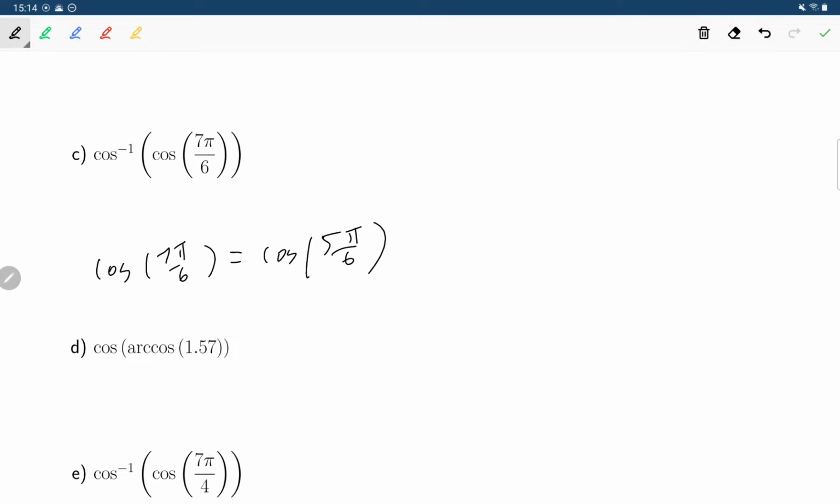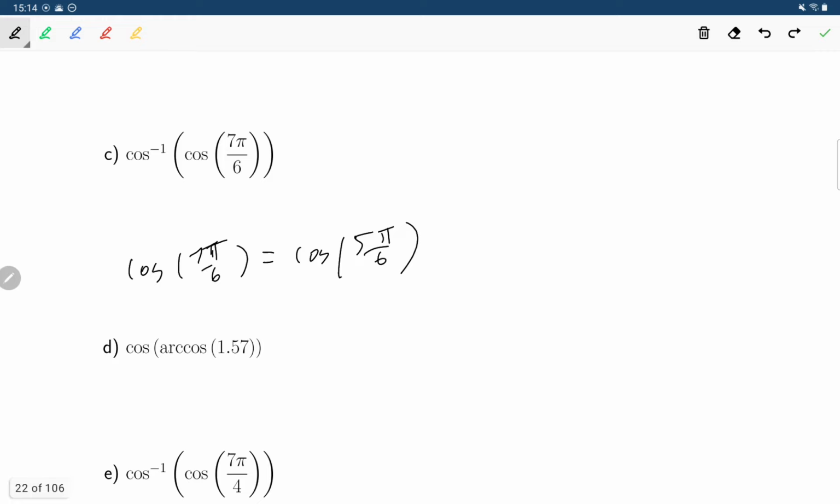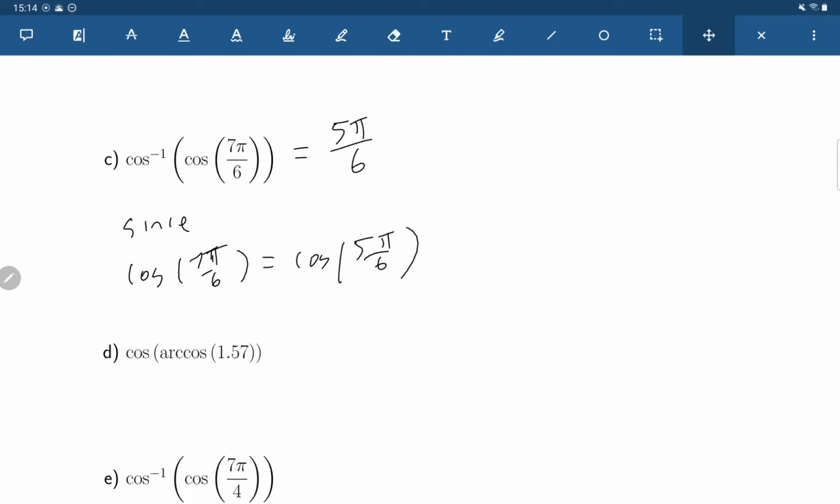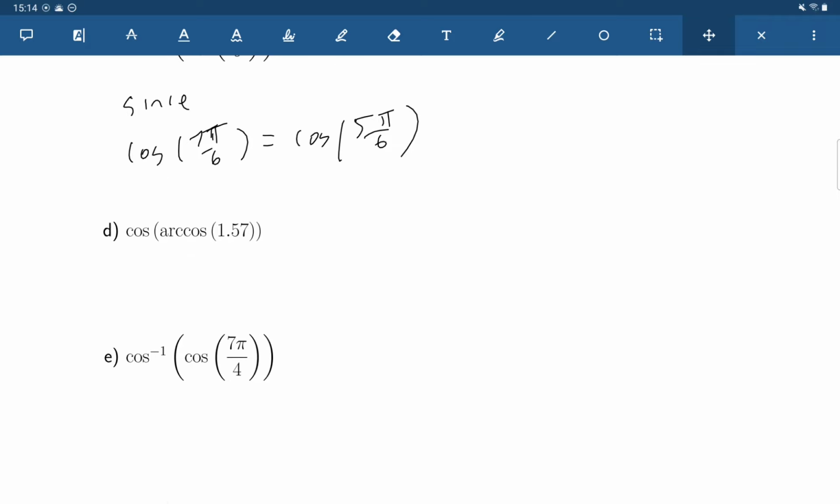They're both equal because they're both in quadrants where cosine is negative, and these two both have the same reference angle, so therefore they must be equal to each other. Since cosine of 7 pi over 6 and cosine of 5 pi over 6 are equal, and 5 pi over 6 is in our restricted domain from 0 to pi, then 5 pi over 6 will be what I get out of my inverse cosine function. So cosine inverse of cosine of 7 pi over 6 is 5 pi over 6, and I know that since cosine of 7 pi over 6 is equal to cosine of 5 pi over 6.